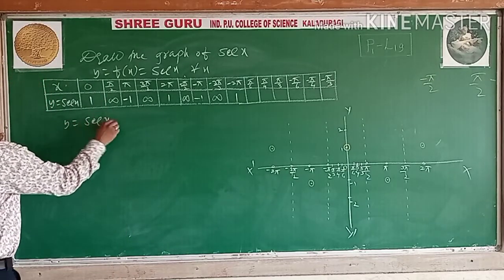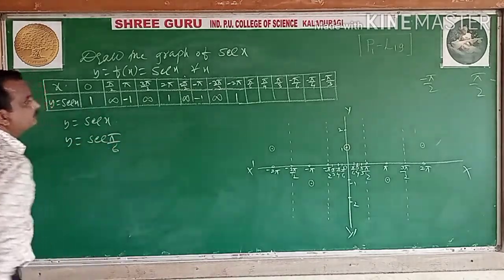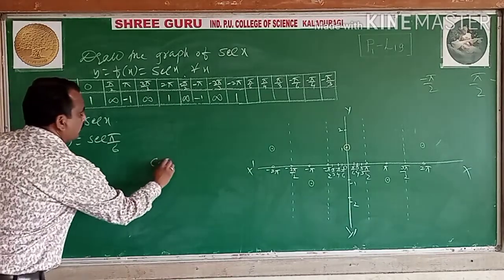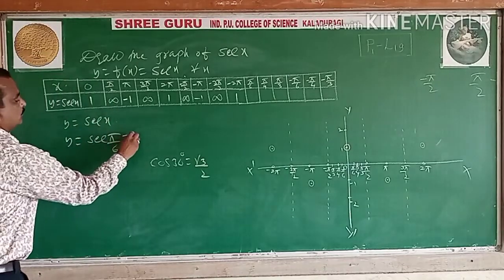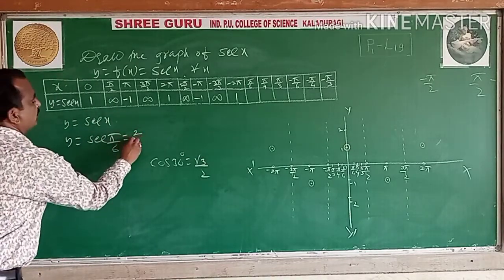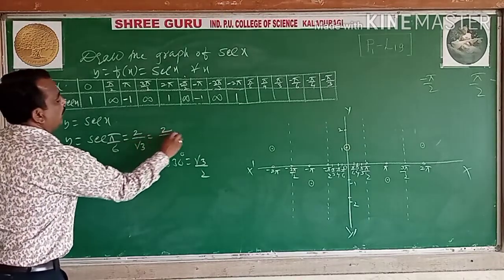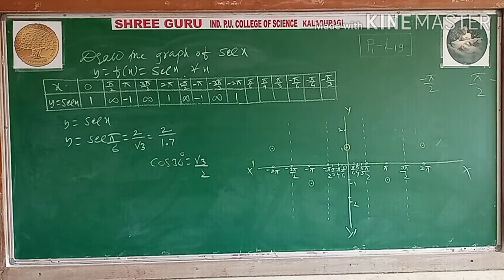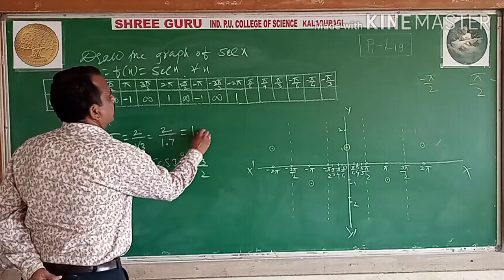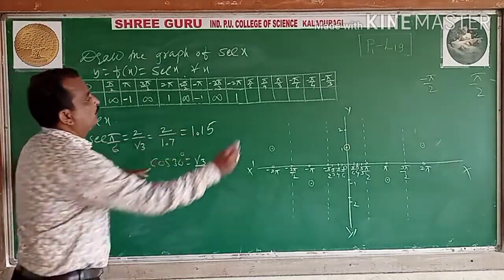The function is y equal to secant x. Sec 30 degree: let us see cos 30. Cos 30 is root 3 by 2, so secant is 2 by root 3. Clear, all of you? Root 3 is 1.7, so 2 divided by 1.7 is equal to 1.15.